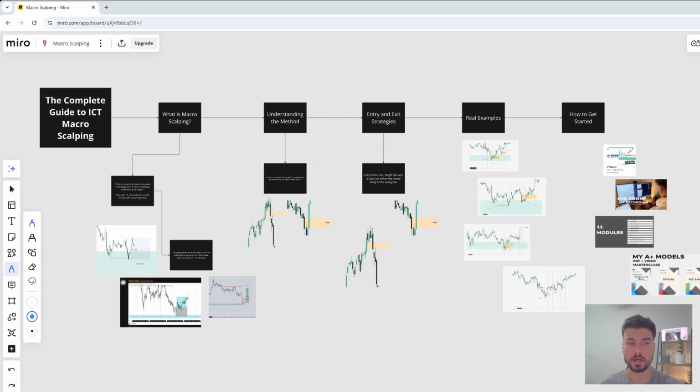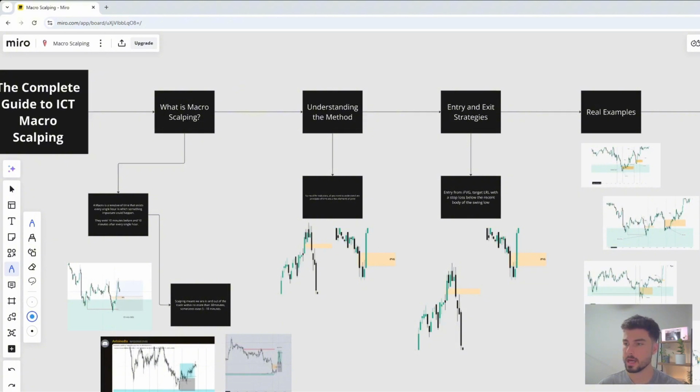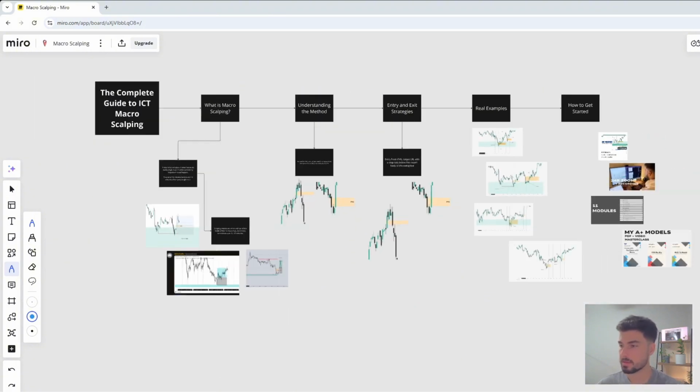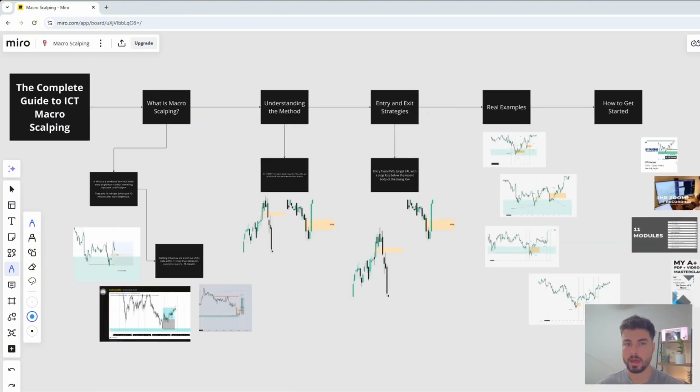Now, this flowchart is going to take us from literally the beginning. What is macro scalping? How to understand the method. What am I using to execute from? How to enter, how to exit. Real examples that I've taken, other members in the Discord have also taken. And then after you watch this, what are the actionable steps that you can take to actually move this forward?